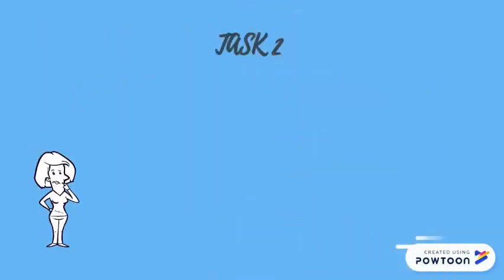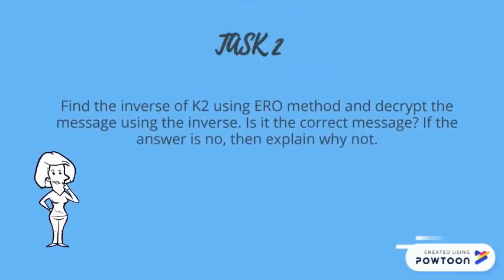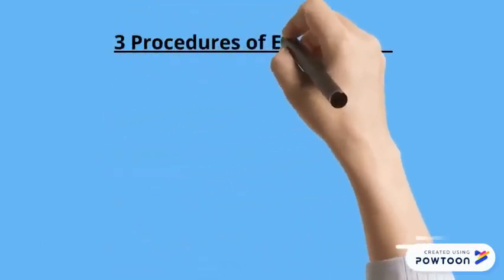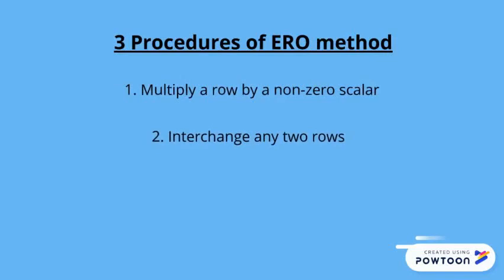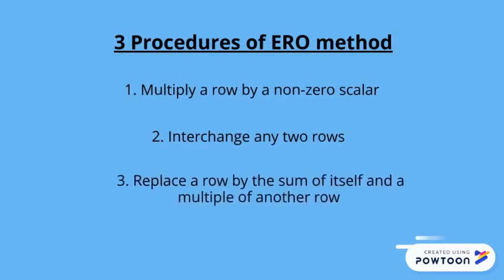For the second task, we need to find the inverse of K2 using the ERO method and decrypt the message using the inverse. Is it the correct message? If the answer is no, then explain why not. There are three procedures that we can use to find the inverse of a matrix using the ERO method, which are multiplying a row by a non-zero scalar, interchanging any two rows, and replacing a row by the sum of itself and a multiple of another row.